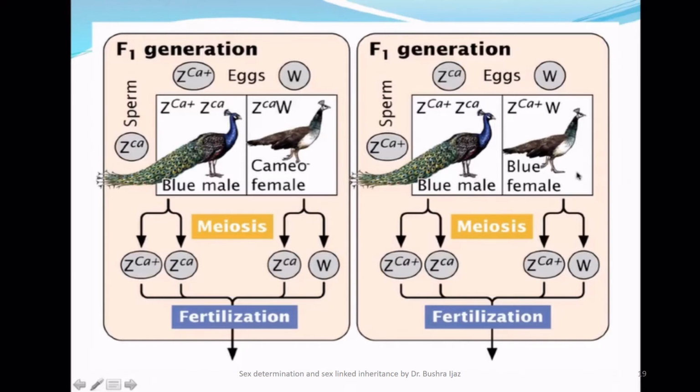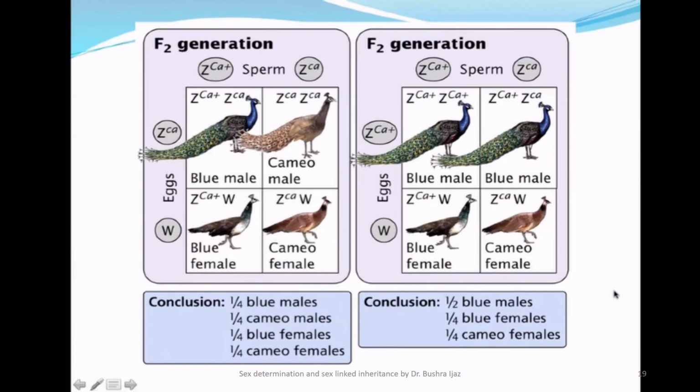And then in our reciprocal cross, we get a blue male, similarly to what we saw in the previous example, and we get a blue female as well. But when we get to the F2 generation, that's where we get a lot of genetic variety in our phenotypes. We can have a quarter of the individuals being blue male, a quarter blue female, a quarter cameo male, and a quarter cameo female.